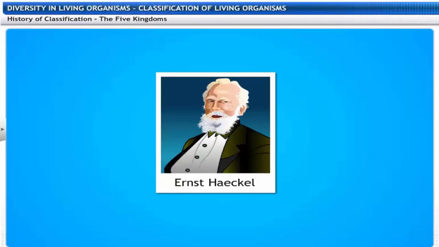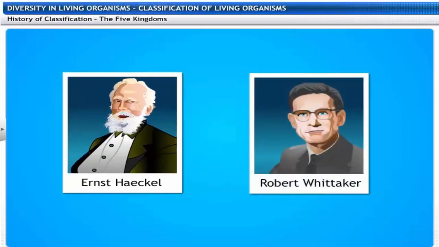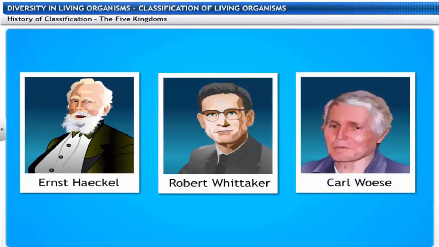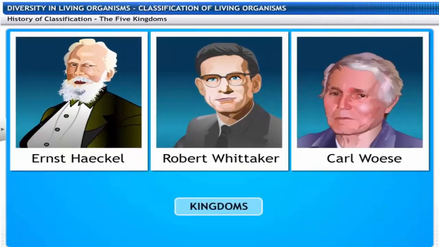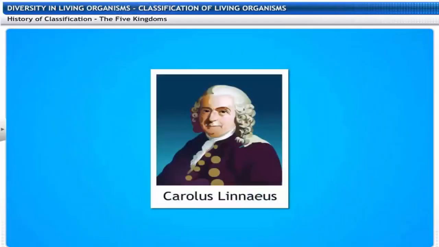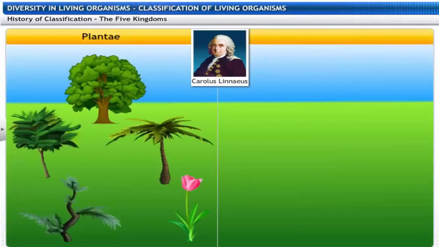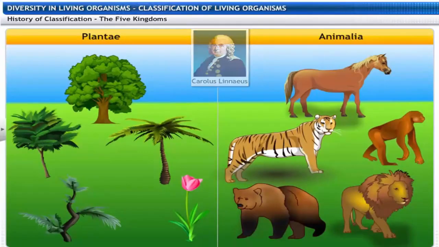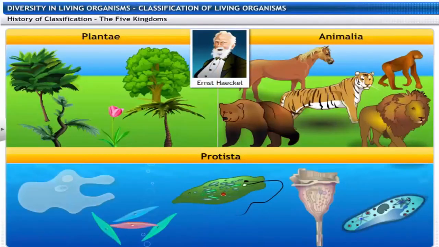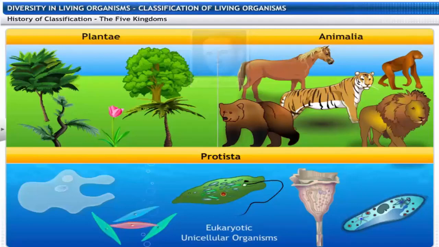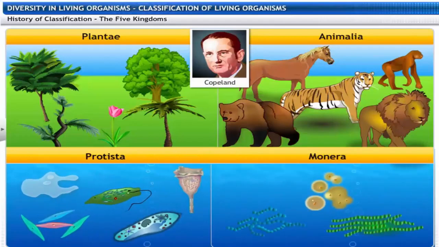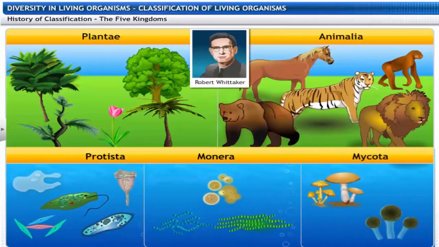Biologists such as Ernst Haeckel, Robert Whittaker, and Carl Woese have tried to classify living organisms into broad categories called kingdoms. Carolus Linnaeus classified all the living organisms as Plantae and Animalia. Ernst Haeckel proposed Protista to include eukaryotic unicellular organisms. Copeland introduced Monera to include all the prokaryotic organisms. In 1969, Whittaker proposed Mycota to include fungi.